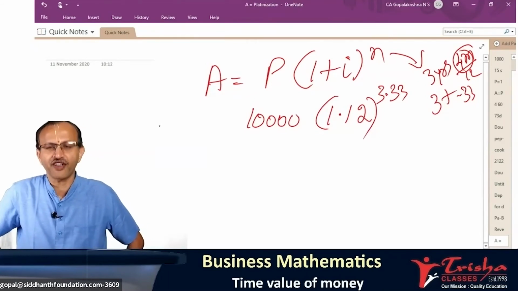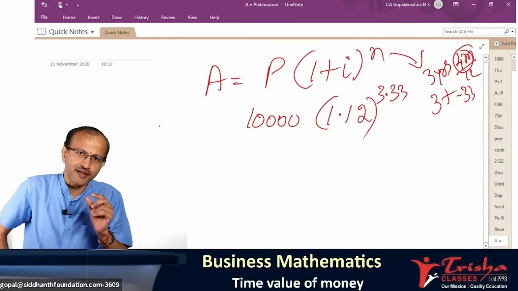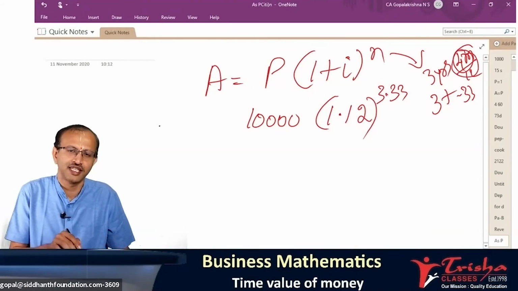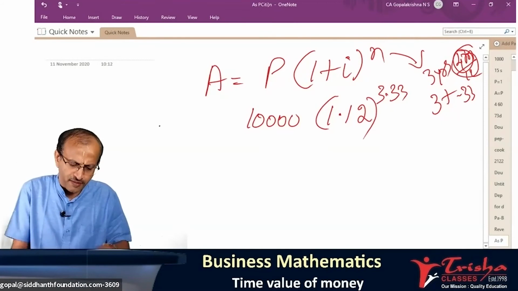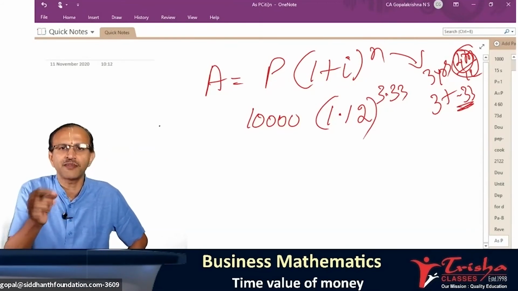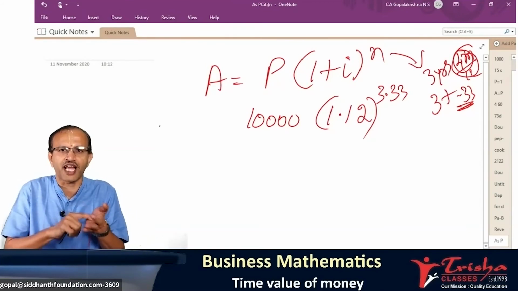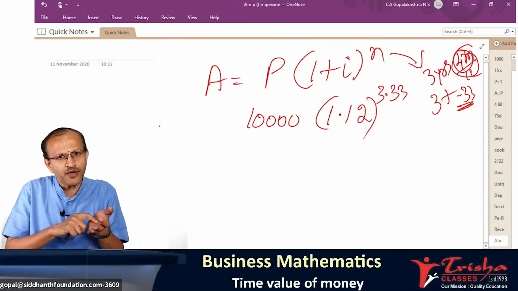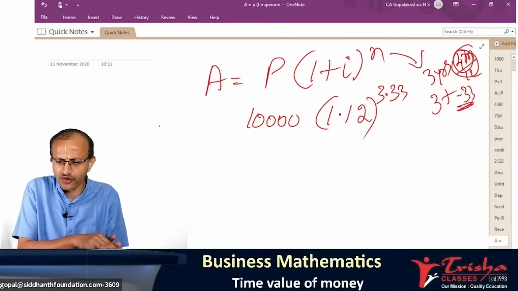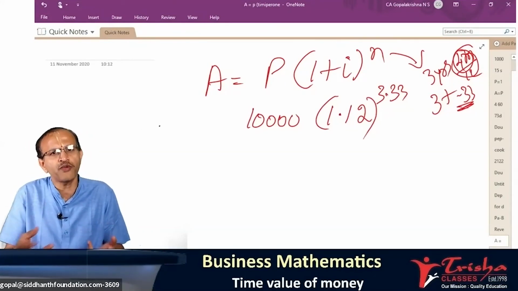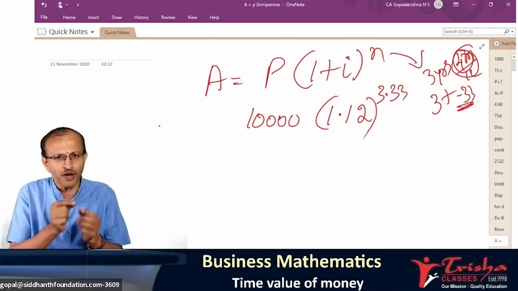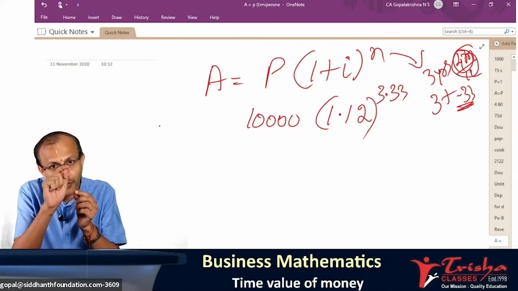It's interesting, right? If your power n has a part of it as months, then you have to convert that into years, where it is not a whole number. It becomes a decimal. That's very difficult with a calculator. 1.12 to the power 3 you can do. 1.12 to the power 4 you can do. But how do you do 1.12 to the power 3.4?